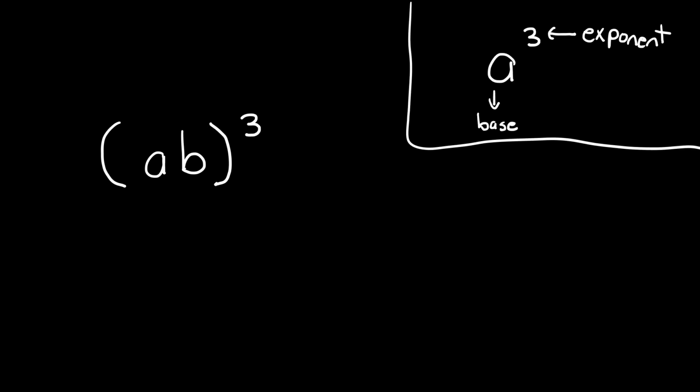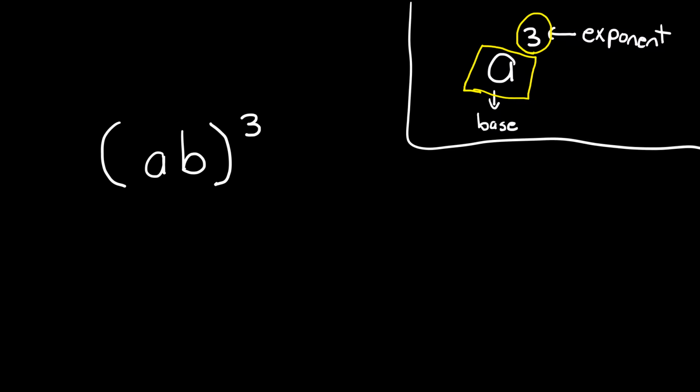On the top right corner, we have a to the power of 3. A, in this case, is the base. The base is the item that is being repeatedly multiplied, and the exponent here tells us how many times this base is being multiplied.